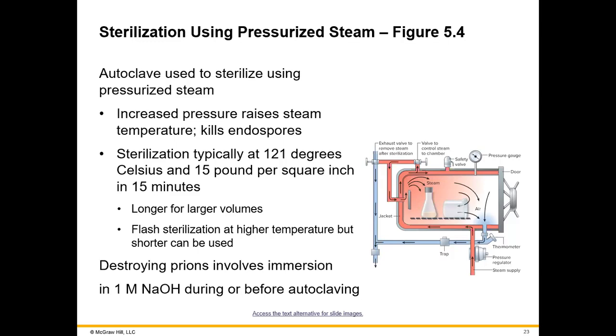because it comes out hot. So of course, you don't want to open the door of the autoclave while the pressure is still at 15 pounds per square inch in those temperatures. That's quite dangerous. Depending on level of contamination and the volumes, you may also want to extend the time within the autoclave. Flash sterilization at higher temperatures but shorter time can also be used.